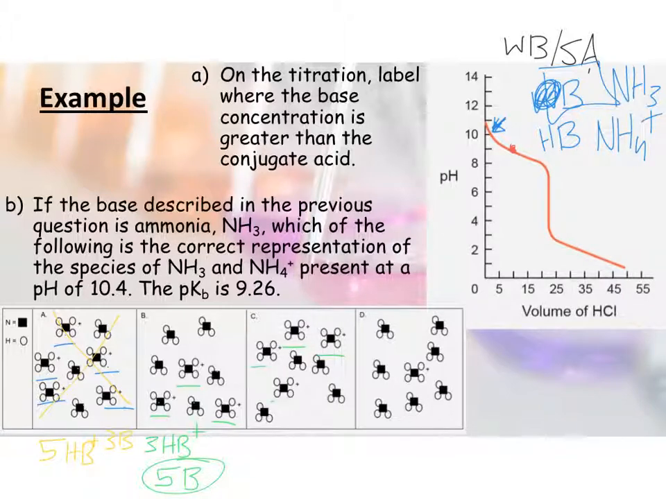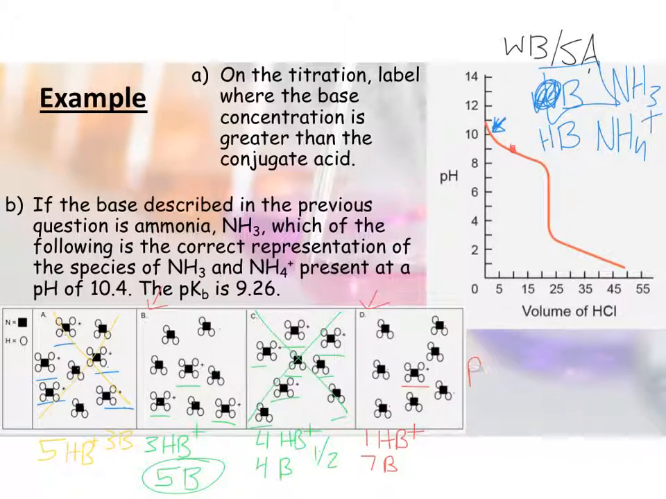C, we've got 1, 2, 3, 4 of the conjugate acid, and then 1, 2, 3, 4 of the base. So this is half equivalence, folks. This is half equivalence. So that's definitely not it. All right, and then next one, we have 1 of our conjugate acid, and then 1, 2, 3, 4, 5, 6, 7 of our base. So both B and D, we have more base. Now we got to figure out which is which.